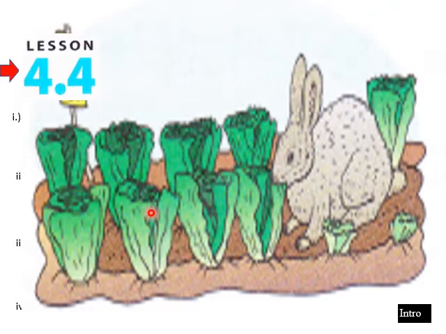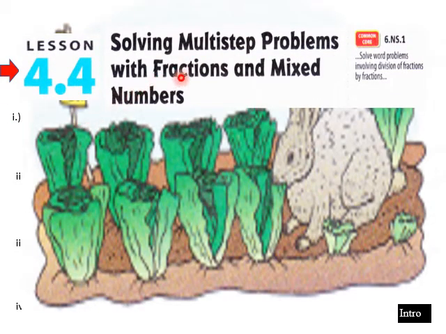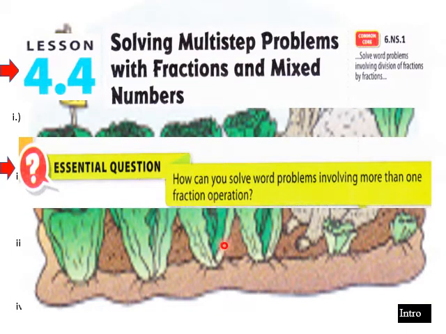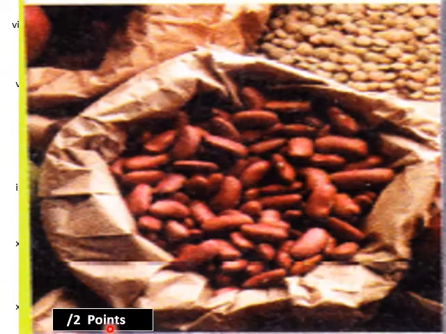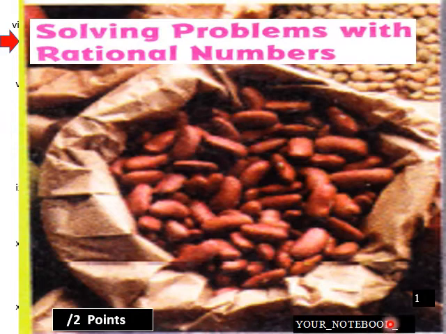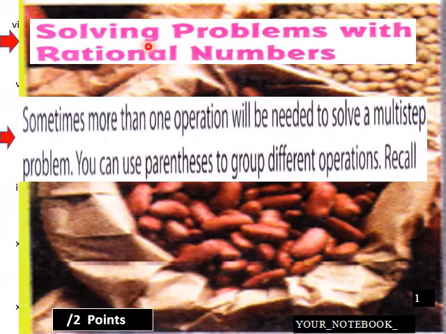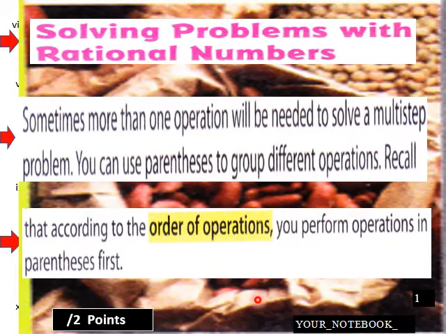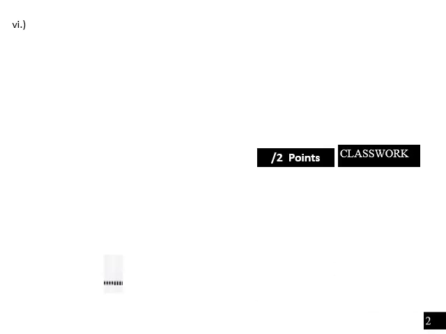So lesson 4.4, solving multi-step problems with fractions and mixed numbers. How can you solve word problems involving more than one fraction operation? Notebook, students, page 1 in your notebook. Solving problems with rational numbers. Sometimes more than one operation will be needed to solve a multi-step problem. You can use parentheses to group different operations. Recall that according to the order of operations, you perform operations in parentheses first.